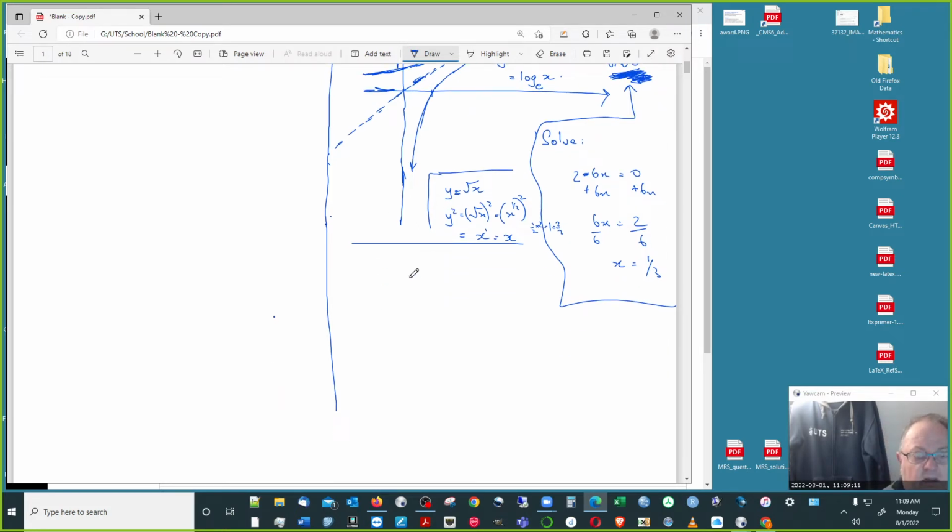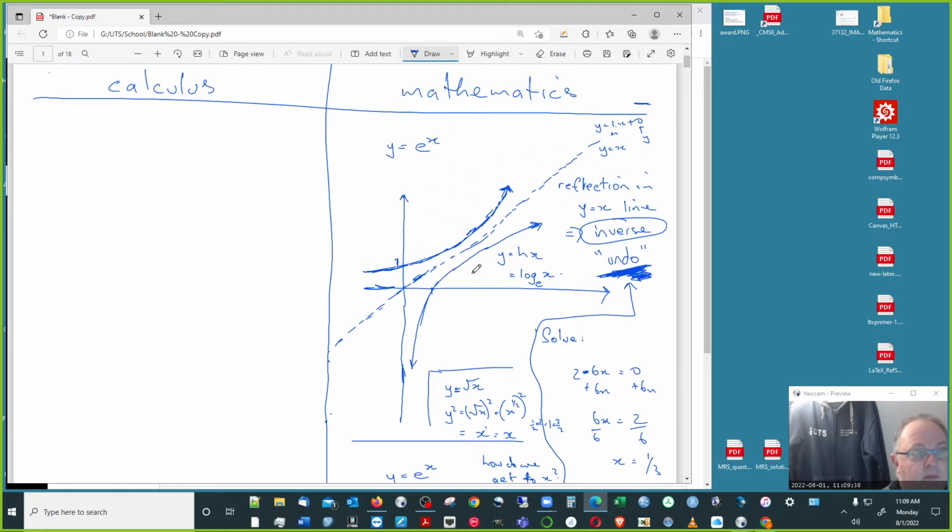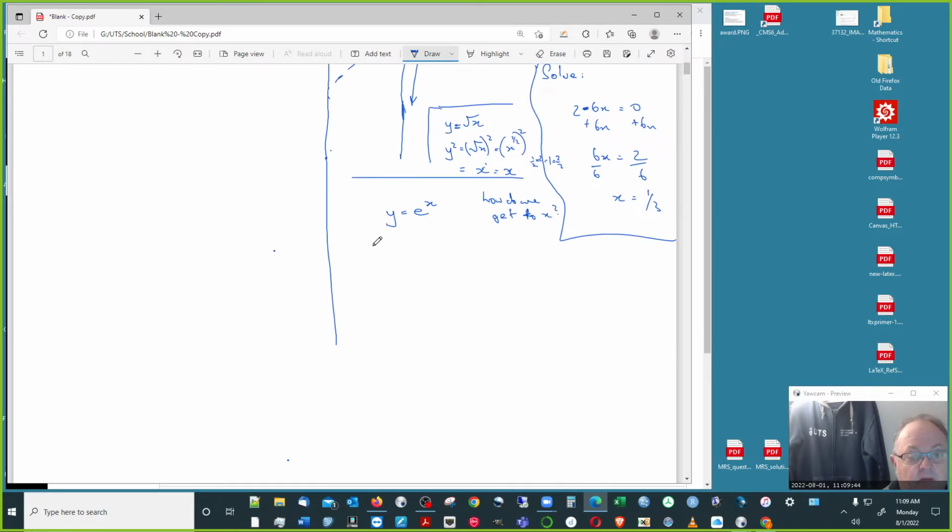Alright, let's say we've got y equals e to the x. How do we get to x? Well, what's the operation? The operation is exponential, isn't it? So then you ask the question, how do we undo exponential? And here it is. We take the log. Okay? So we take the log to both sides. Okay, there it is, right in front of your face.